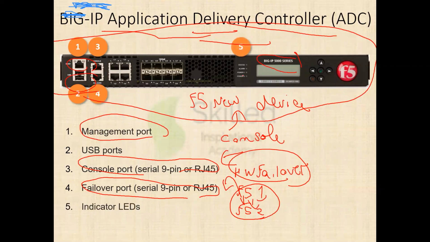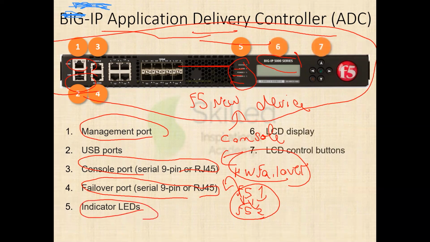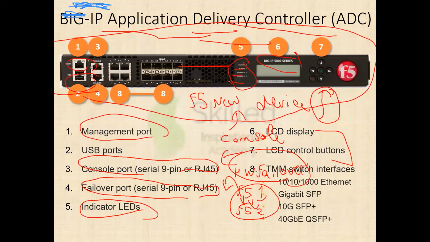After that, we have some LEDs, like the status, alarm, and power indicators, which will give you an idea if F5 is down or behaving unusually, then you can troubleshoot based on your indicator LEDs. Then we have an LCD display and LCD control buttons, which you can use to configure your F5 also. Then we have your data interfaces, which are called TMM interfaces. It can be your Ethernet ports. If you have installed SFP, then there you can use a gigabit port also.